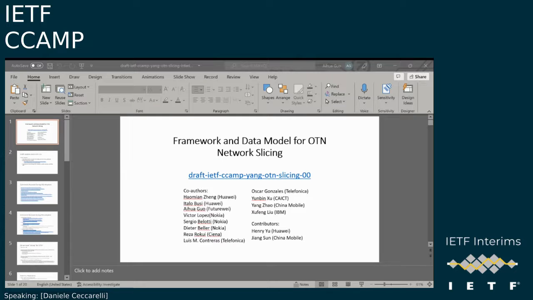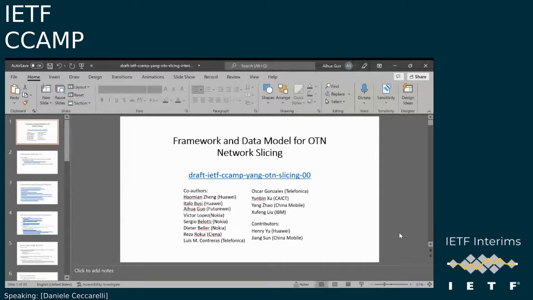Sergio Gabrieli, Victor Schufeng. I think boarding is almost completed. We can start. So welcome everyone. This is an interim meeting of the CCAMP working group. Actually, today we have a very short agenda. The plan is to discuss the OTN network slicing draft, the framework and data model for OTN network slicing.